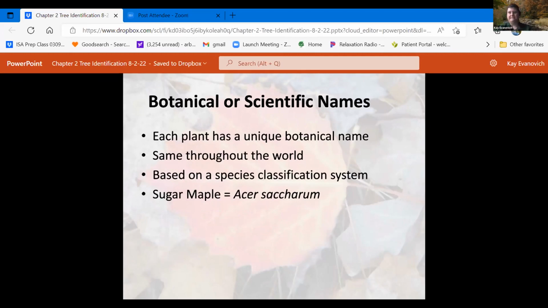Botanical or scientific names. Each plant has a unique botanical name. It's the same throughout the world, and it's based on species classification systems. So sugar maple is an Acer saccharum, and it's an Acer saccharum in every country. G'day, mate. Have you seen that Acer saccharum? Well, he may call it something else in Australia in his common tree name, but he's calling it Acer saccharum just like we do here, right? Same thing anywhere over the world. It's going to be an Acer saccharum. Okay, that keeps us all knowing what the tree is all over the place.